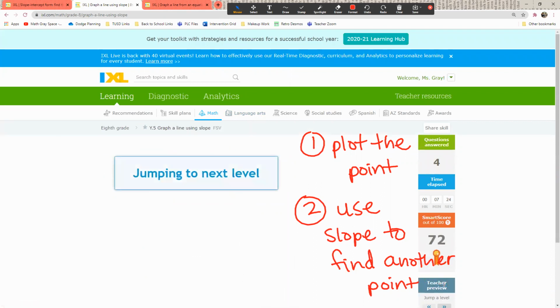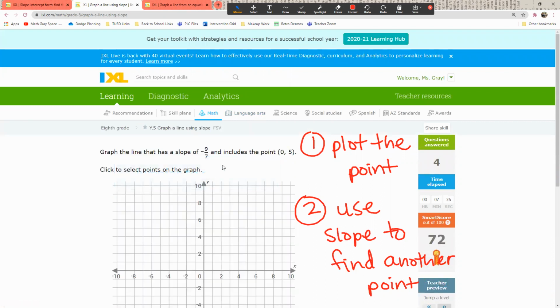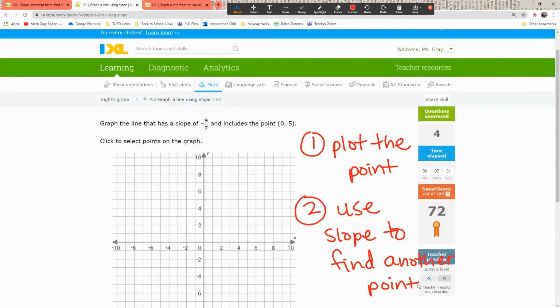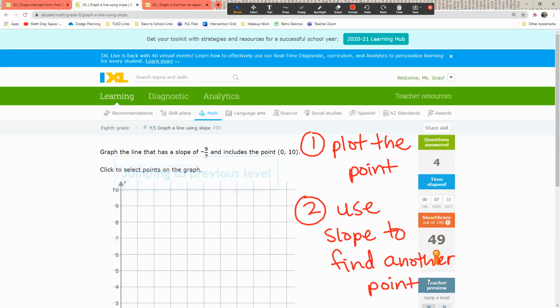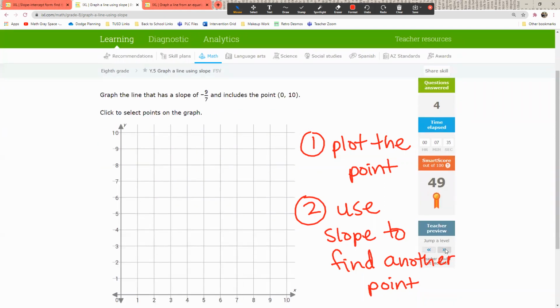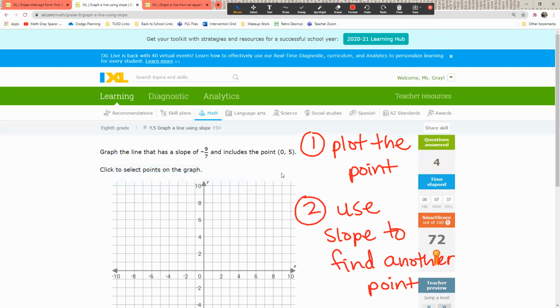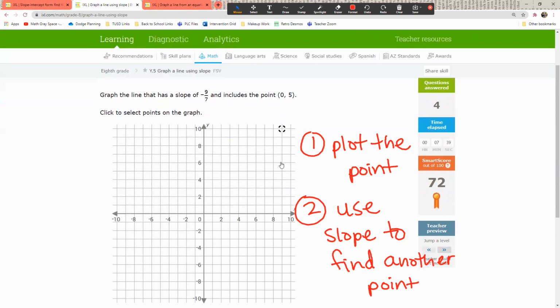If I leap forward another level, if you have a slope that's negative, it just means to go down. Oh, look, so now it's going through a quadrant, right? So it's going from 1 quadrant to now 4. It's the same idea though. So first you start with a point, so 0, 5. And then from there, this says negative 9 over 7. So I'm going to go down 9. And then over 7. So notice I still went forward.